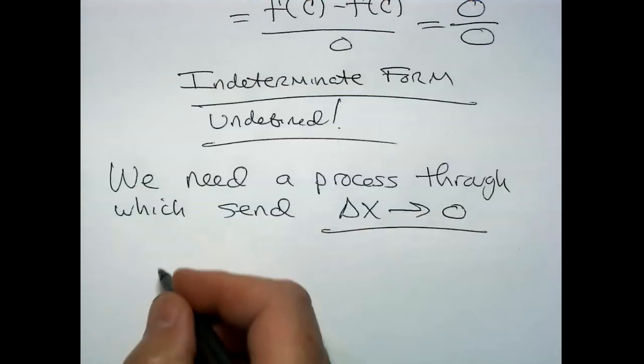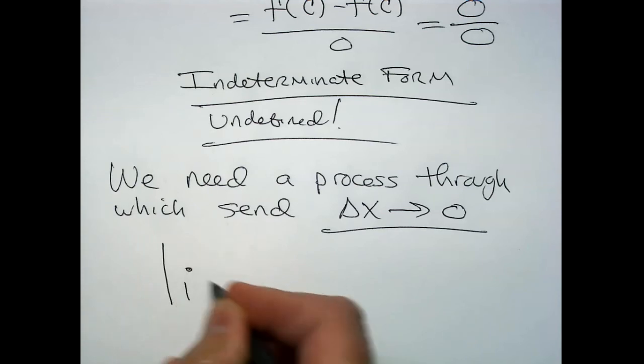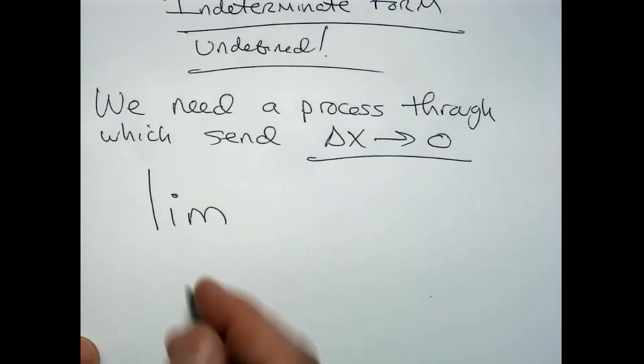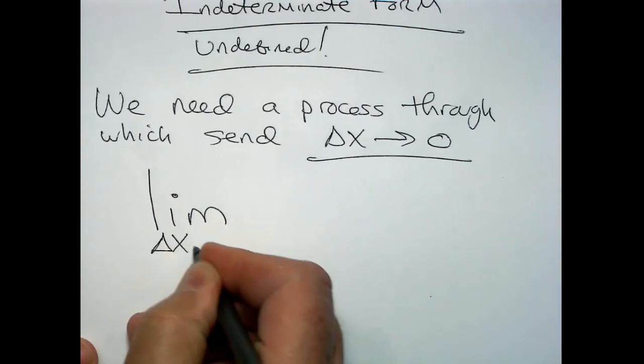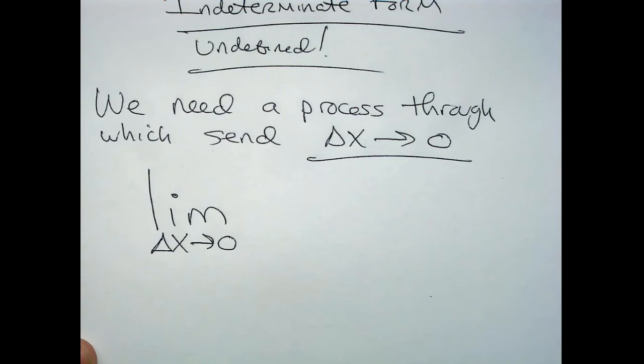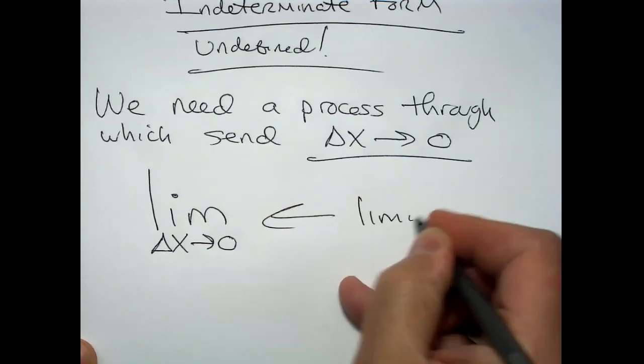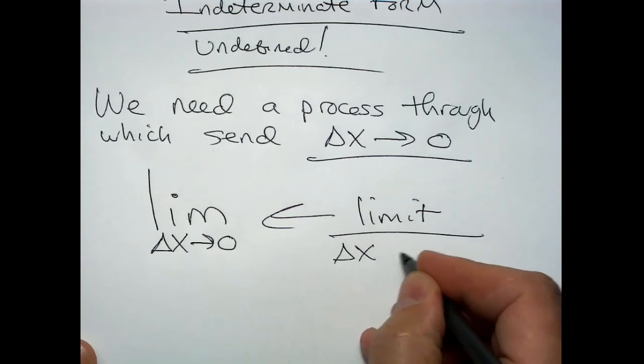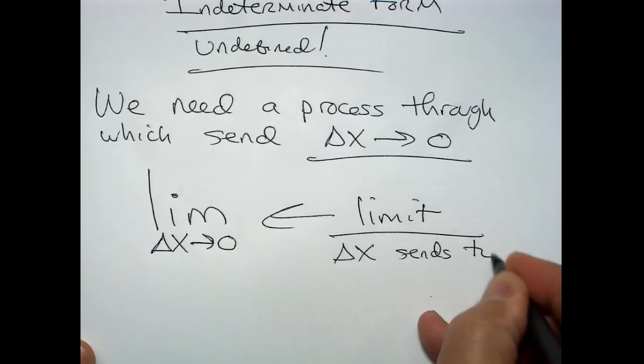Well, we need a new form of mathematics to do that. In fact, we have such a form of mathematics. It's called a limit. And we use LIM to represent a limit. And in fact, we send delta x to 0. This is called a limit. And it takes delta x and it sends it off to 0.